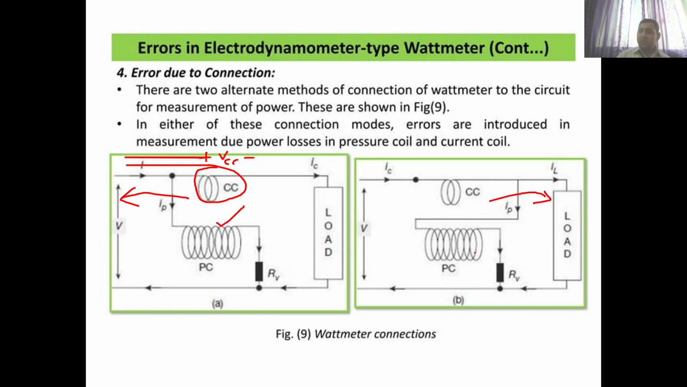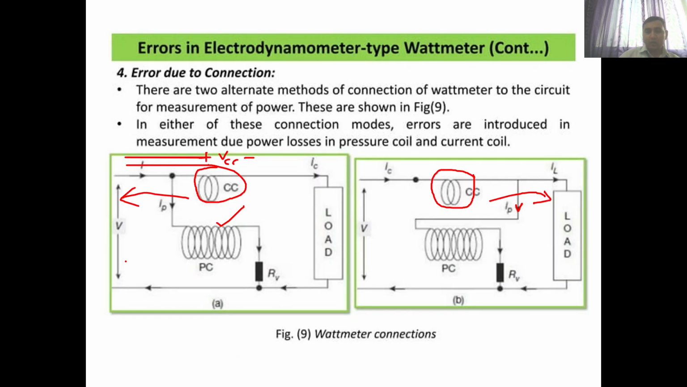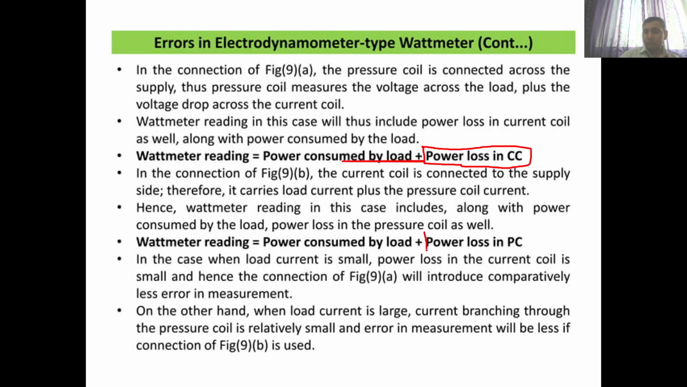When the pressure coil is connected across the load, then some small current is consumed by this pressure coil, and the overall current measured by the current coil gets some error. So both connections can introduce error. As I said, there is also power loss in the CC coil when we connect the pressure coil across the source, and likewise when we connect the pressure coil across the load, there is power loss in the system.